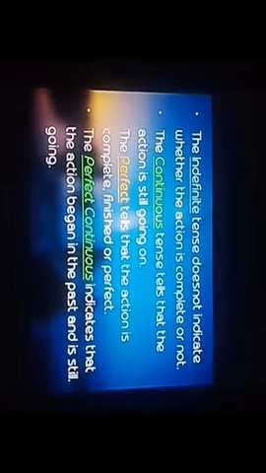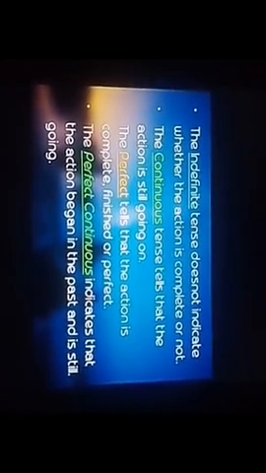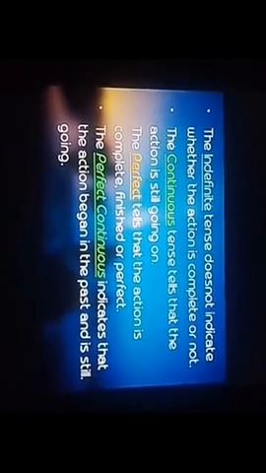Children, the indefinite tense does not indicate whether the action is complete or not. Whereas the continuous tense tells that the action is still going on. Children, what is continuous? Continuous is when the action is still in progress. So, the continuous tense tells that the action is still going on. The perfect tells that the action is complete, finished, or perfect. Now the last is the perfect continuous. It indicates that the action began in the past and is still going.